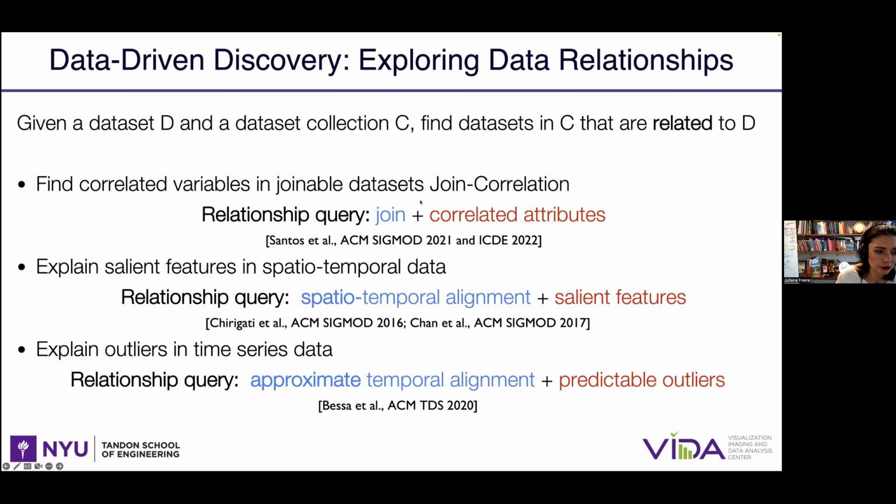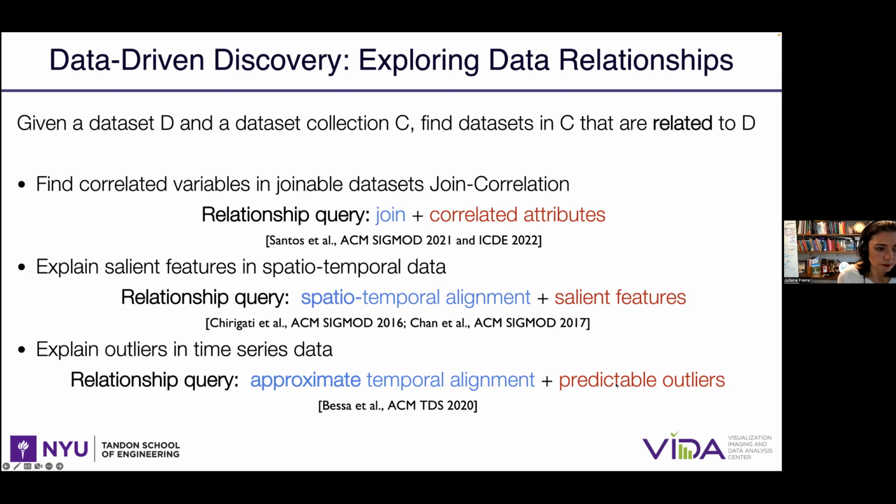For joint correlation, it's join over categorical attributes, and the relationship is that the joint tables have correlated attributes. Right. For data polygamy, you do a spatial temporal alignment, and the relationship is whether salient features are actually overlapping. And for pods, the idea is that you have approximate temporal alignment, and the relationship is over predictable outliers.